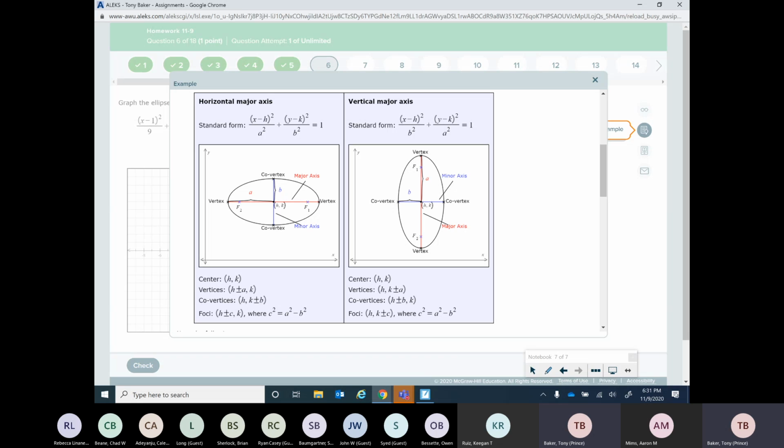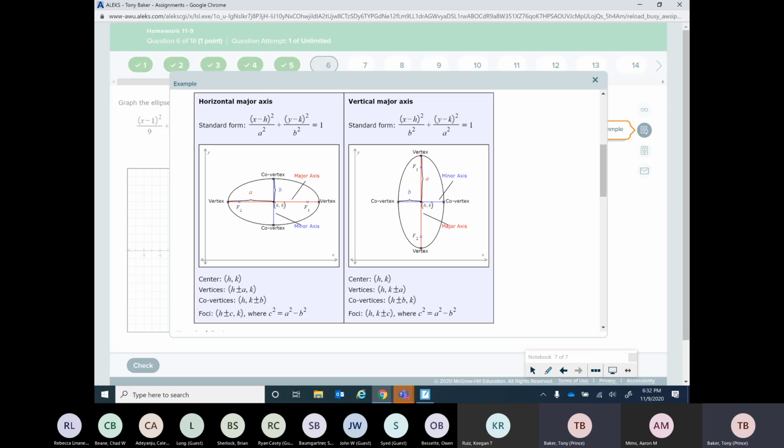So if a is under the x, my major axis is the x-axis, the horizontal one. If the a is under the y, the bigger number is under the y, then the y is my major axis, and that's why it's vertical. When you go down to the bottom to figure the pieces out, the center is the same. It's just h and k.